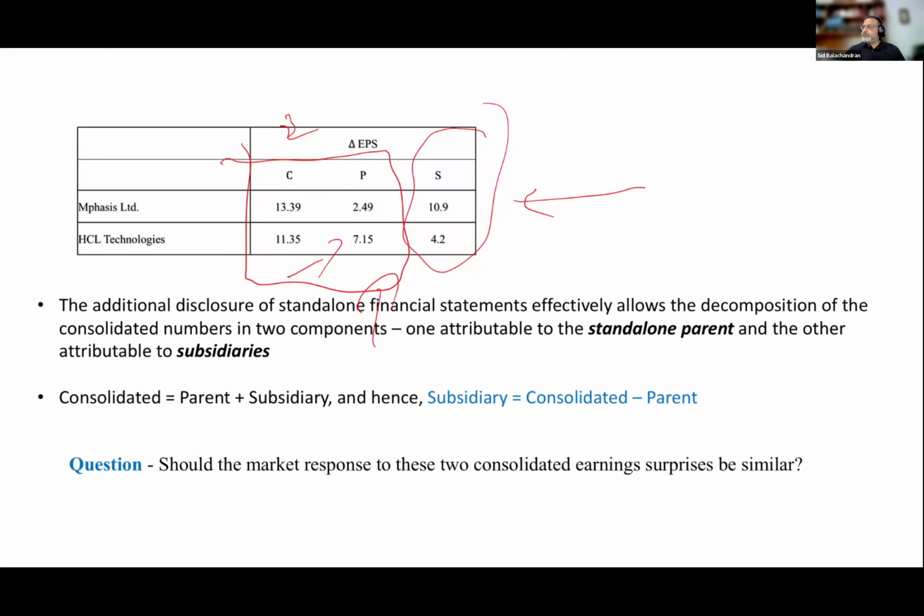And at that point, we have to ask, should these be viewed the same? Should they be viewed differently? Does it matter that one of them is generating its earnings through the parent, and the other is generating its earnings through the subsidiary? So that was the general question.